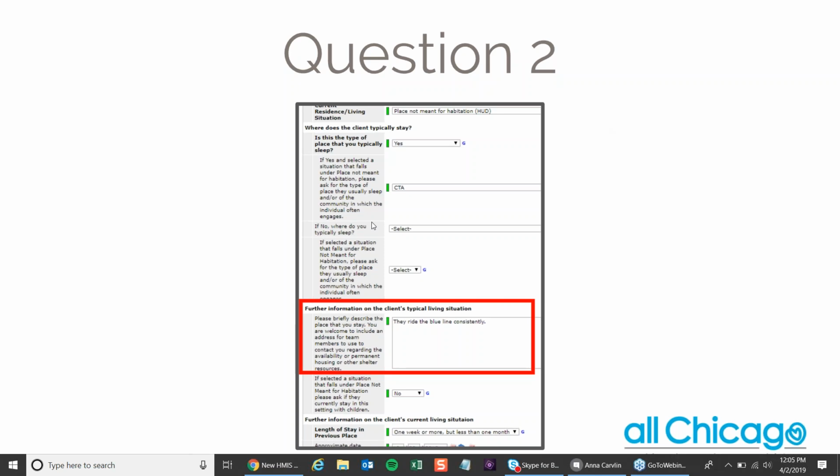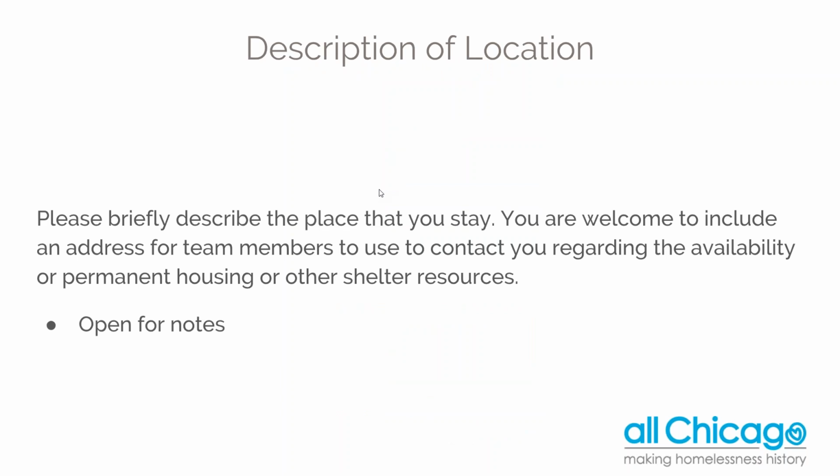All right, moving forward, we have question number 2, and this question is relatively simple. It's an open note. You can go ahead and use this question to put in any kind of notes on how to find the client, on when the client is typically at the location they indicated, etc. You could put in addresses, anything. So whatever would be helpful to you to be able to find the client, or if the client is at an intersection but they're behind a fence or behind some place that would make it hard for an outreach team to find them, then you would want to sort of get those details.